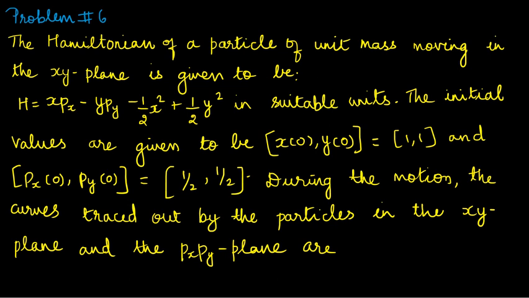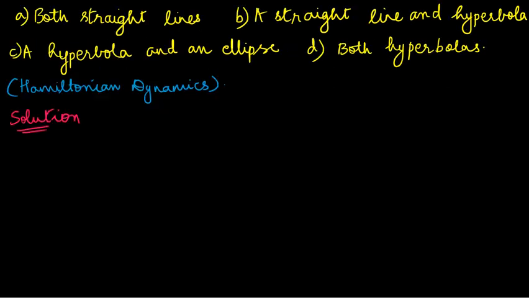So now they have been given that during the motion, the curve traced out by the particles in the xy plane and the px-py plane are. So there are two planes here. One is xy and the other is px-py plane. So now the question says that we have to find what is the curve traced. The options say: are they both straight lines, or a straight line and a hyperbola, a hyperbola and an ellipse, or are they both hyperbolas? So we are going to find what they are going to trace.